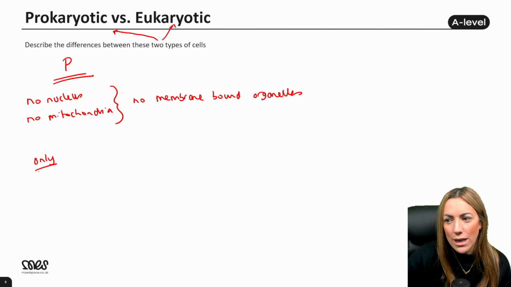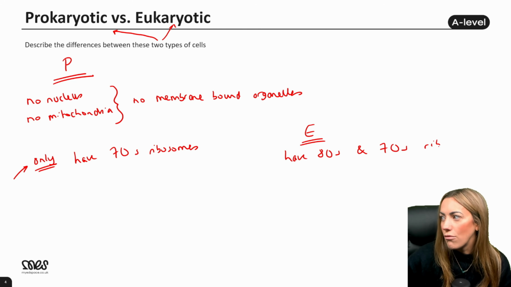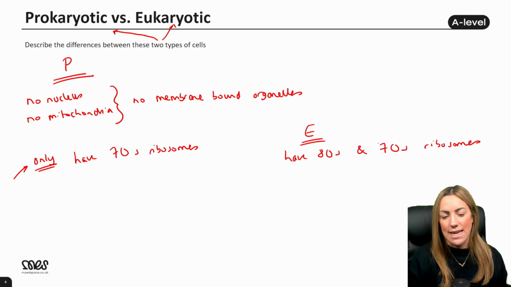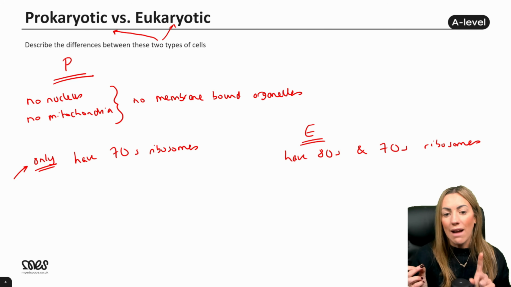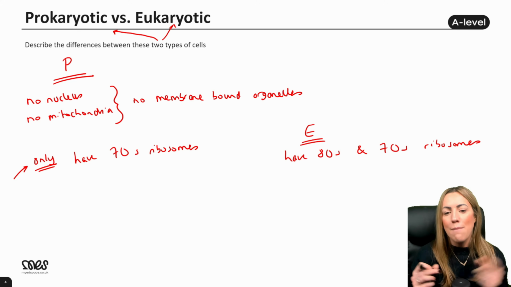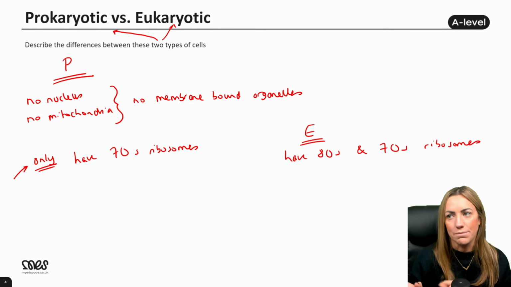Prokaryotic cells only have 70S ribosomes. Now, that word only is important because eukaryotic cells have 80S and 70S ribosomes. So what we can't say is prokaryotic have 70S and eukaryotic have 80S. It's not quite right, is it? Prokaryotic only have 70S. Eukaryotic do have 70S, for example, in the mitochondria or in the chloroplast if it's a plant cell. They also have 80S, obviously in the cytoplasm and on the rough endoplasmic reticulum.